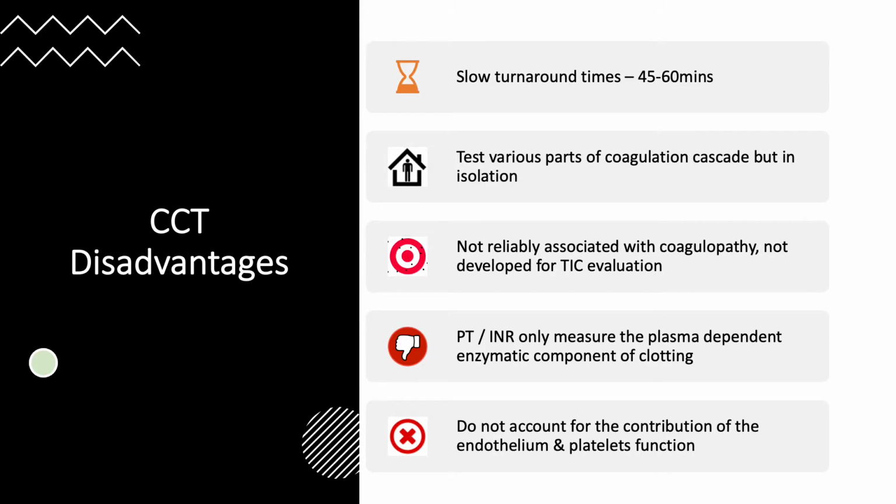CCT has many disadvantages. One of the main disadvantages is its slow turnaround time. It takes about almost an hour to get the results back. Furthermore, the blood samples have to be sent to the lab to be tested. Even though it tests various parts of the coagulation cascade, it does so in isolation, meaning that 3 different tests must be carried out in order to get those results. Furthermore, it is not reliably associated with coagulopathy.